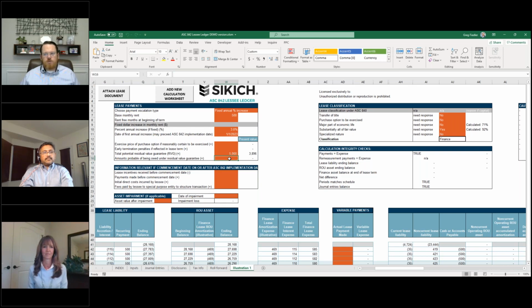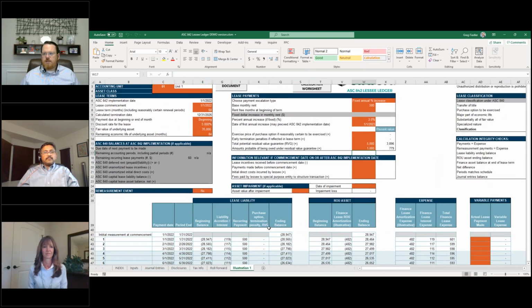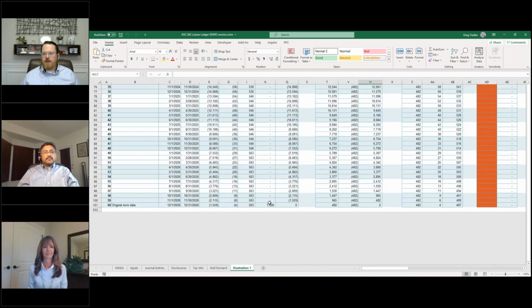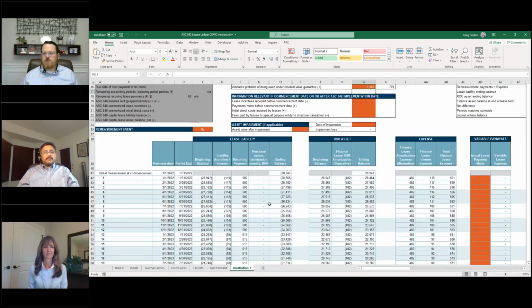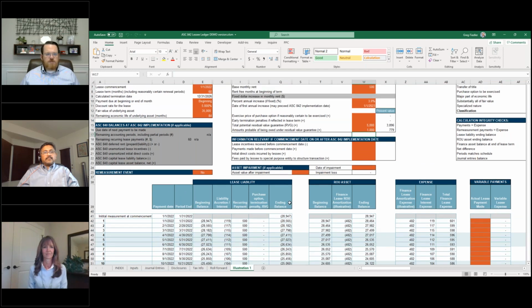In the illustration that we're providing now, Silas pointed out that the difference between classification and measurement is that for measurement, we only include the amount that is probable of being owed. So if we assumed that we thought $1,000 was probable of being owed, you could see that the schedule updated here to add in this additional payment column to include that $1,000 at the end of the lease term, which then also increased our lease liability and right of use assets.